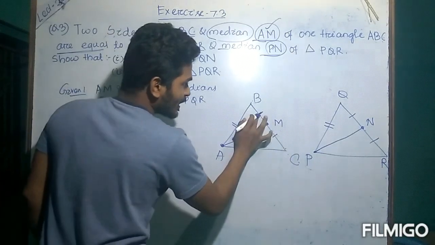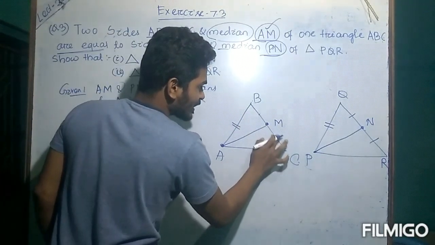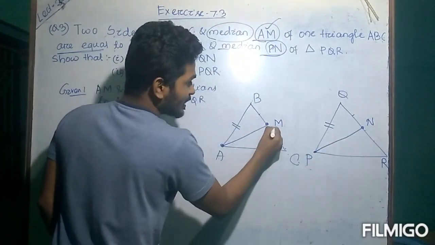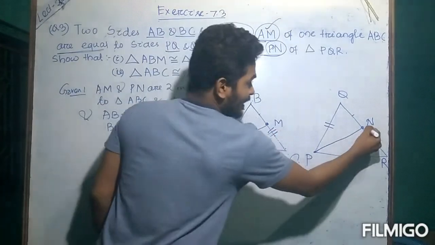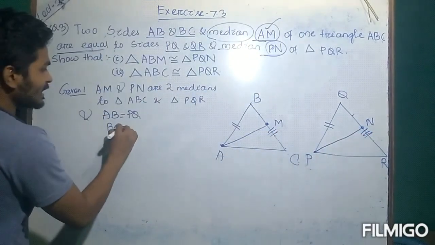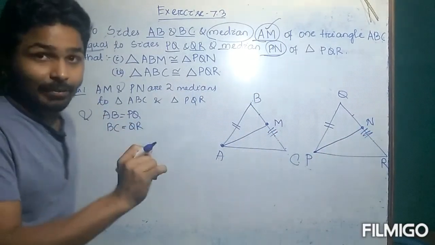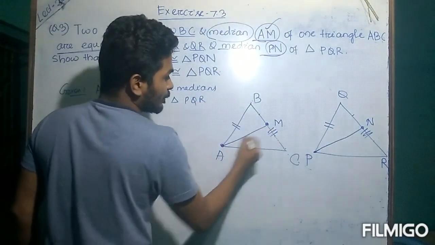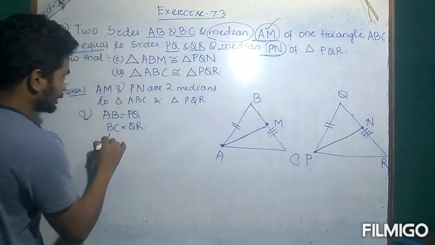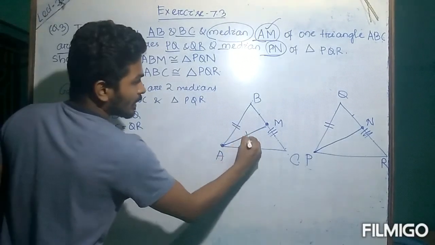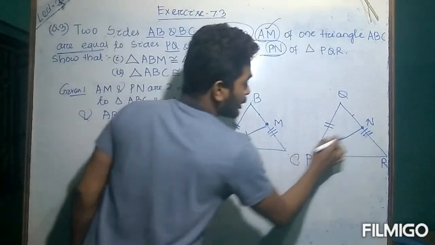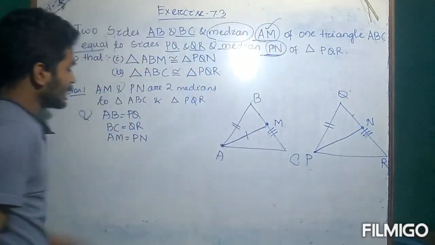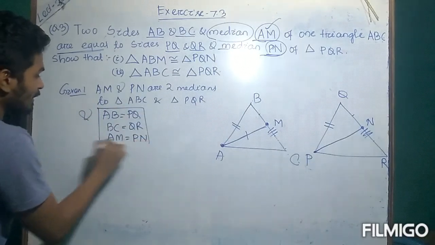So you can represent it like this. Suppose this is BC and QR. So BC is equal to QR. This is given. Next, AM, this median, is equal to PN. This is given. So these three things are given in the statement.